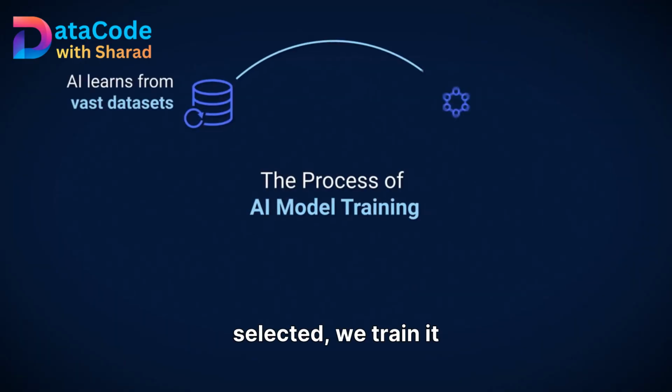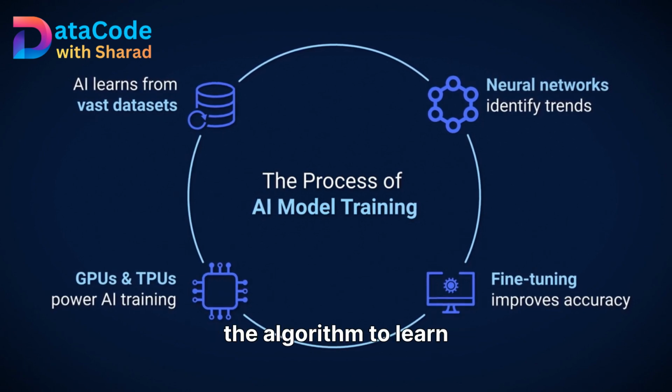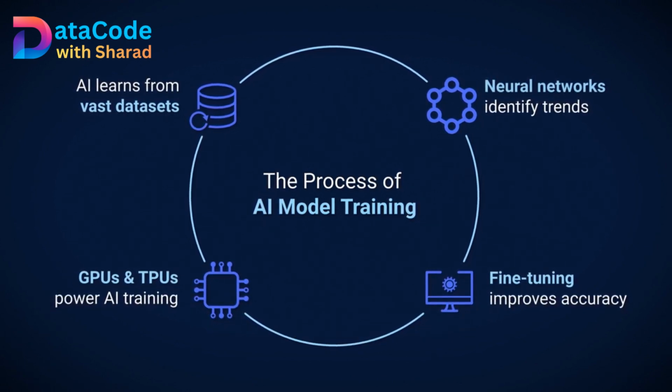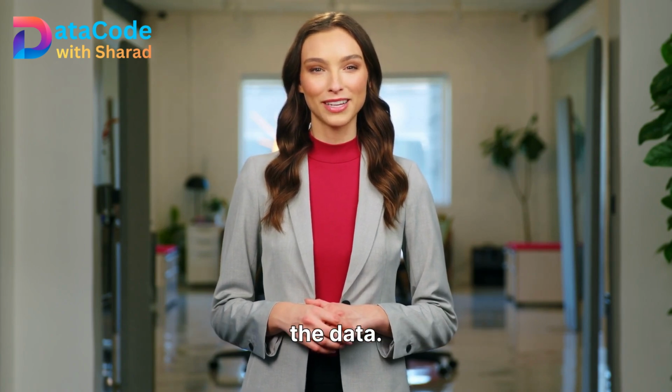Once a model is selected, we train it by fitting it to our training data, allowing the algorithm to learn the underlying patterns. This is where the model truly begins to understand the relationships within the data.